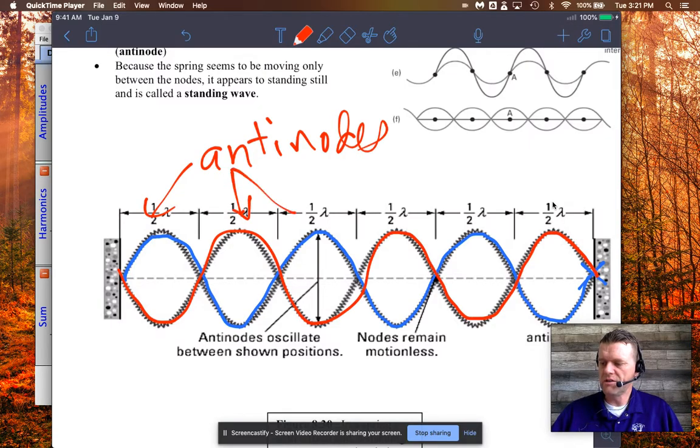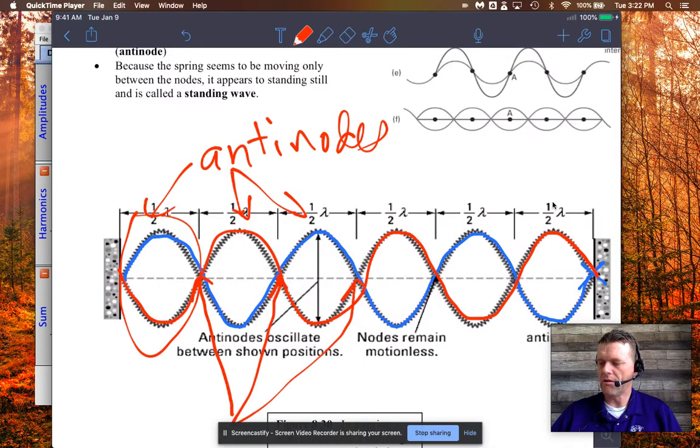Okay, you'll see areas of amplification. So this whole region in here, you'll see this going back and forth, back and forth. But then you'll also see parts of the skipping rope or the spring, whatever it is, that appear not to be moving. And that's happening right there, right there, right there, and so on.